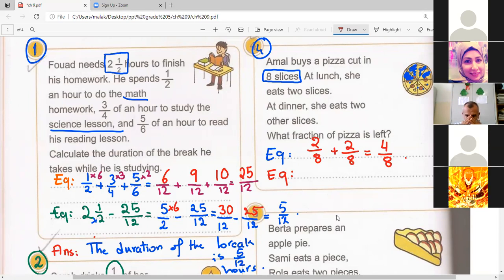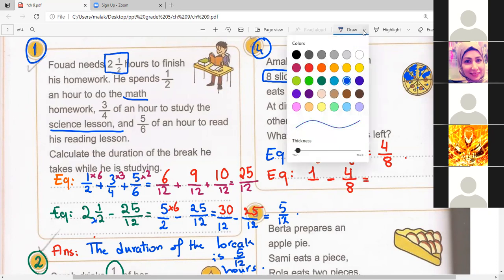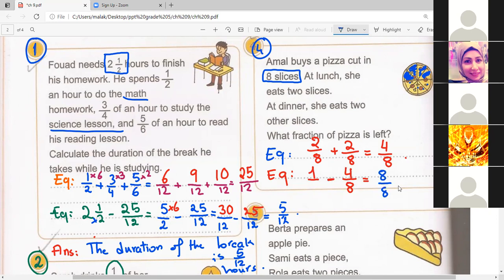Yes, Hala. 8/8 - 4/8. Exactly. So from the whole pizza, the same as 8/8, or we can say one, she ate four pieces. So we will remove four pieces. So one, or we can write 8/8 - 4/8. Okay? So one is the same as 8/8. Minus four, how much? 8 - 4.